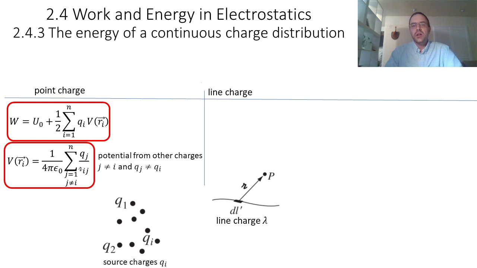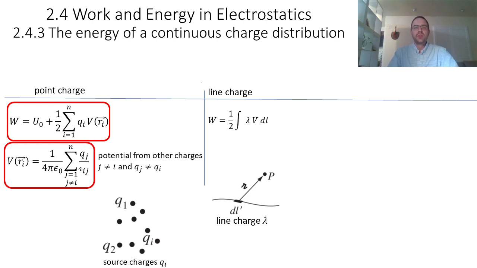To go from point charges to continuous charge distributions, we change the sum into an integral. We have already used this to calculate the electric field from a line charge. We have already used this to calculate the electric potential from a line charge. So I can go faster now. We use the same trick for the energy. So what we do is that we replace the sum over Qi with an integral over lambda dl. So the energy becomes 1/2 integral of lambda V dl.